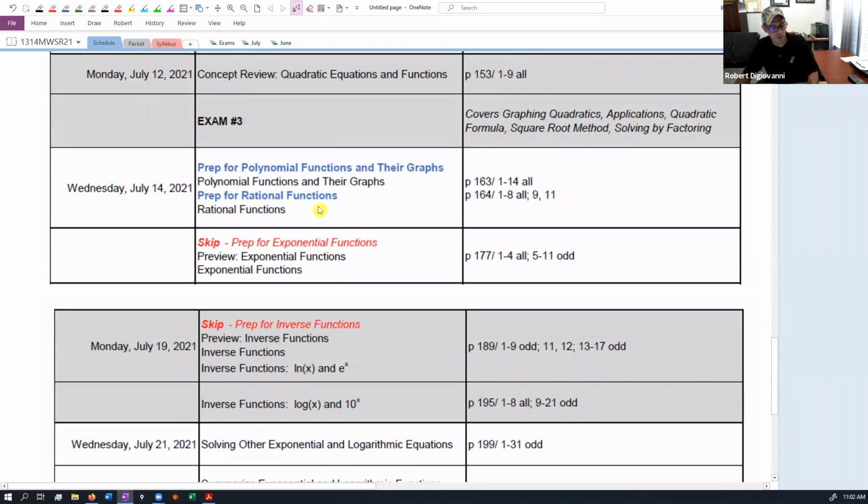Today, what I want to do, we talked about polynomial functions and their graphs last time. Today, I'd like to talk about rational functions, and maybe, if possible, get into exponential. If not, we'll do exponential and log functions on Wednesday.